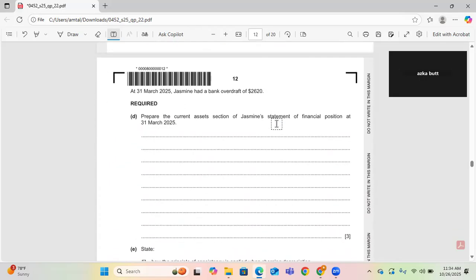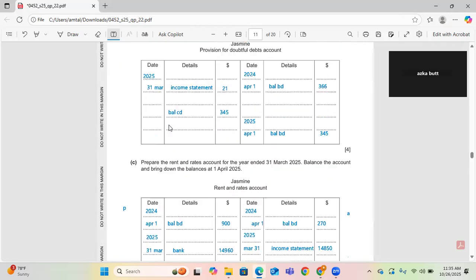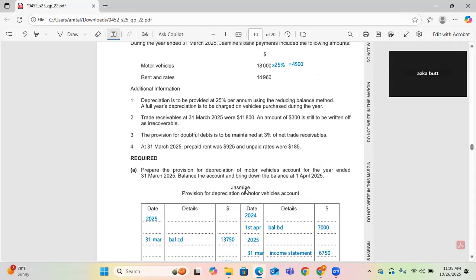Now at 31st March 25, Jasmine had a bank overdraft, which is this. Prepare the current assets section of Jasmine's statement of financial position. Okay, so only current assets. In the current assets, first of all, we have the trade receivables. What was the net trade receivable? The net trade receivable was 11,500.